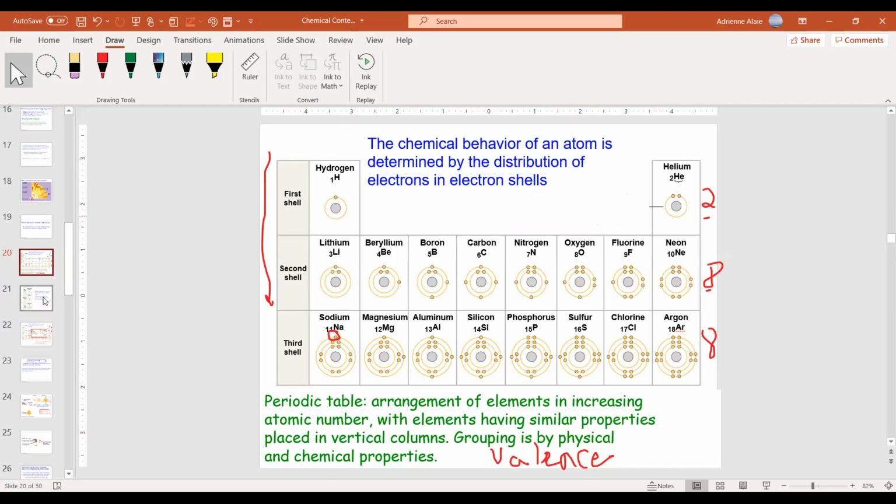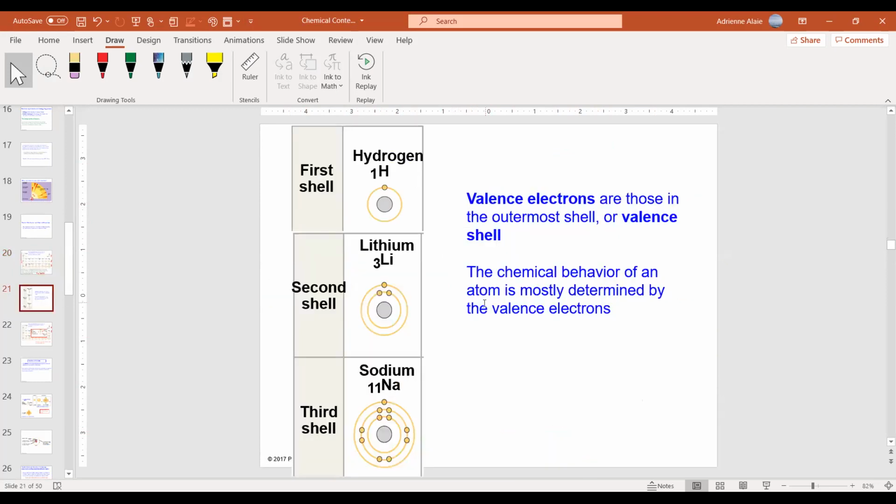The reason that I blew it up is because I wanted to show you that each one of these elements has only one electron in its valence shell. Hydrogen has only one electron, and so that electron sits in its first shell, which is its valence shell. Lithium has three electrons. How do I know? Well, three protons, and then since it's electrically neutral, it has three electrons.